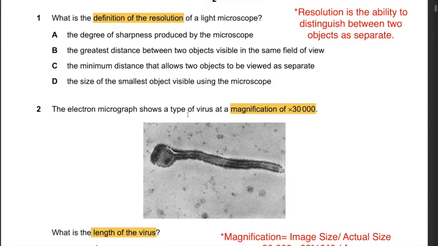Question 1. What is the definition of the resolution of a light microscope? The keyword here is the definition of resolution. Resolution is the ability to distinguish between two objects as separate when viewed by a microscope. Therefore, going through these options, A: the degree of sharpness produced by the microscope. Well, that doesn't define resolution. B: the greatest distance between two objects visible in the same field of view. That is also not the correct definition. C: the minimum distance that allows two objects to be viewed as separate. Now that is the correct answer. Therefore, the answer is C.